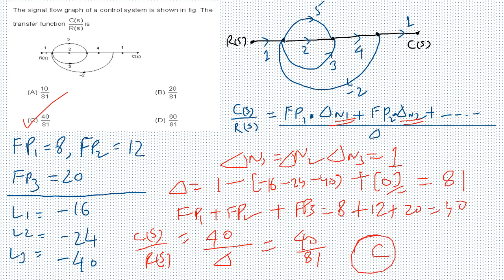So this is how you need to solve a problem related to Mason's gain formula. Thanks for watching.